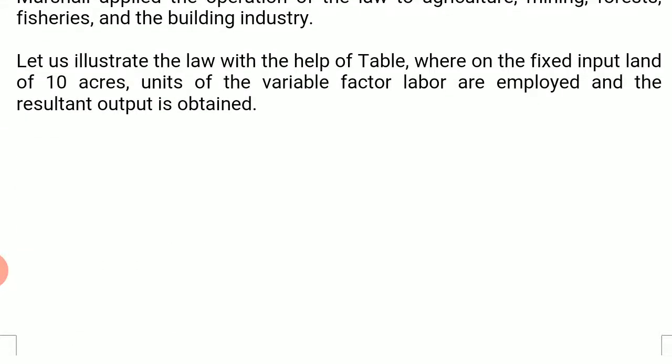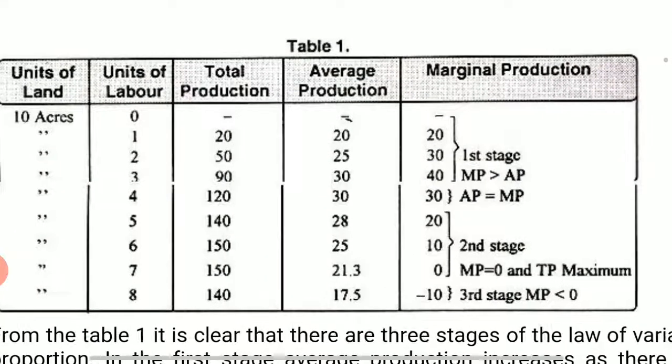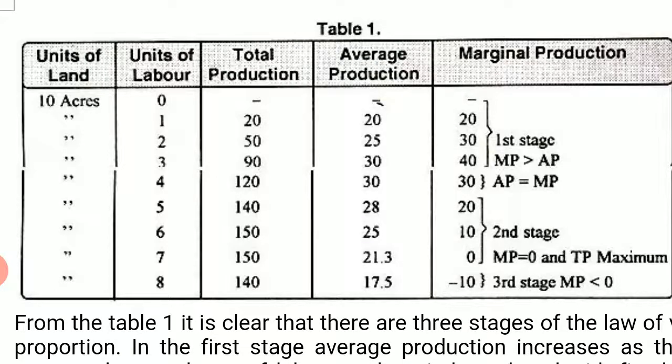Now, the law of variable proportion is explained with the help of a table. Now, look at this table. In the first column, the unit of land is shown, which is fixed, that is 10 acres. The unit of labor is shown in the second column, where labor is increased 0, 1, 2 and up to 8. In the third column we see total production, which is increasing with the increase in the units of labor, and at a point when the unit of labor is 6 to 7, the total production is 150, that is constant, and after that when the unit of labor is increased up to 8, the total production is declining due to the law of diminishing returns.